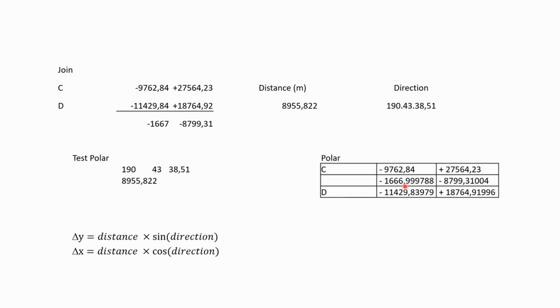Now if these two values, our delta y and our delta x, are very similar to the original ones we had, we can see that we've done our calculation correctly. But then the final check will be if our D coordinates are the same as the original D coordinates that were given to us. Decimals will change because some values are not being saved, but if these coordinates are very similar or exactly the same as these original coordinates, then we know we've done our calculations correctly. So this is a join and polar calculation.